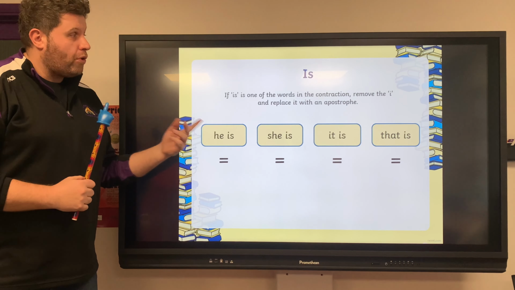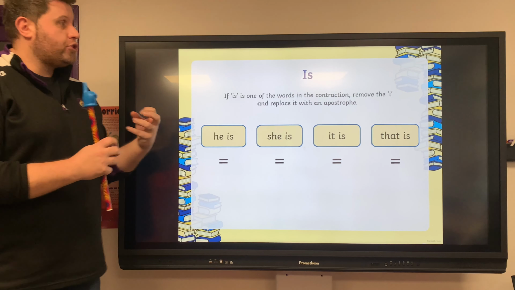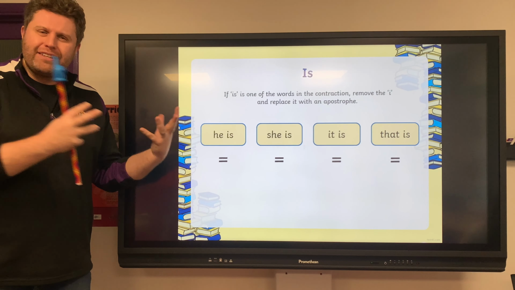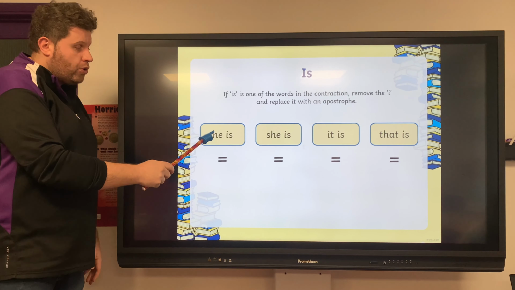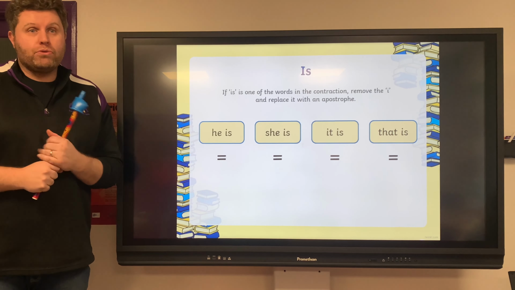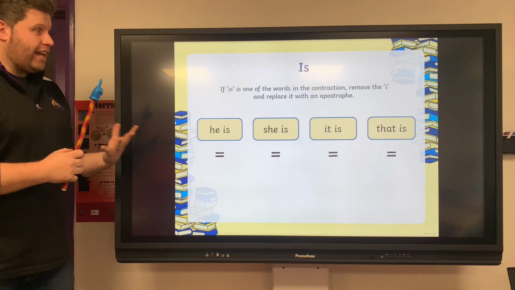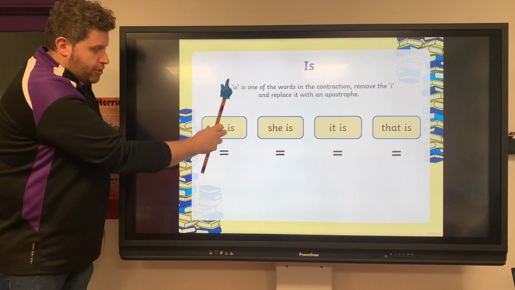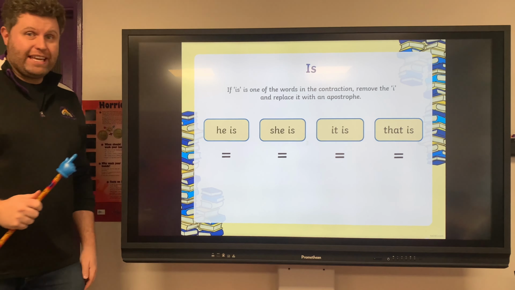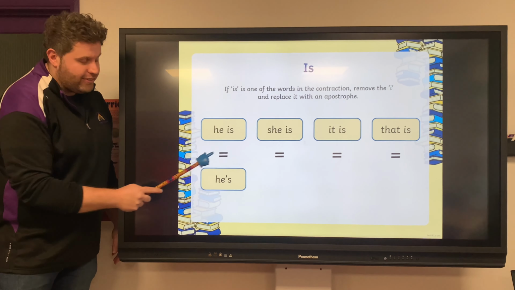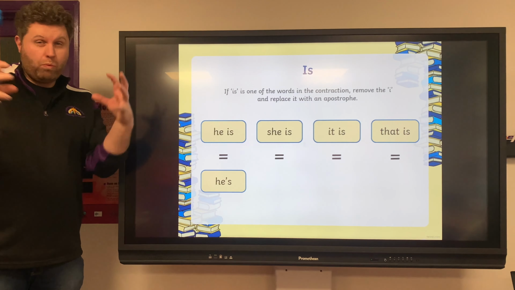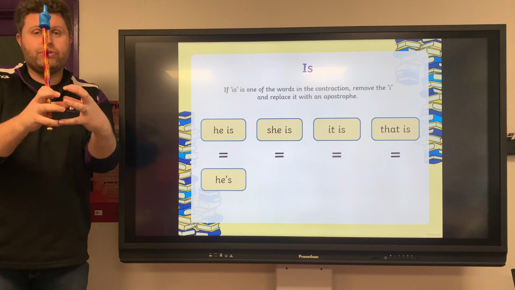Okay, if "is" is one of the words in the contraction, you've got to remove the i and replace it with an apostrophe. Now that sounds like a lot, but let's have a look at what we mean by that. If I was going to say "he is tall", I could make that a contraction by getting rid of the i in "is", putting them together and having an apostrophe after "he". So instead of saying "he is", we could say "he's". And if you notice, the i has vanished and now it's an apostrophe and they're one word now. So those two words have been shortened into one.